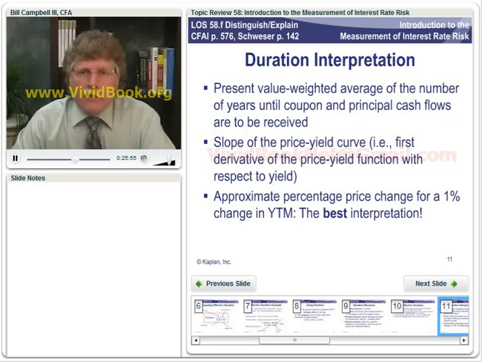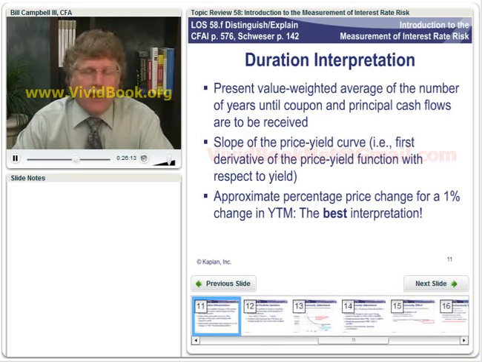Now, CFA Institute lists 3 ways that you might interpret the duration number. The first interpretation, the present value weighted average of the number of years until the coupon and principal cash flows are to be received, that's just Macaulay. That's exactly what Macaulay did in his calculation. Present value weighted average time till he gets his money back. That's a perfectly valid interpretation of Macaulay duration.